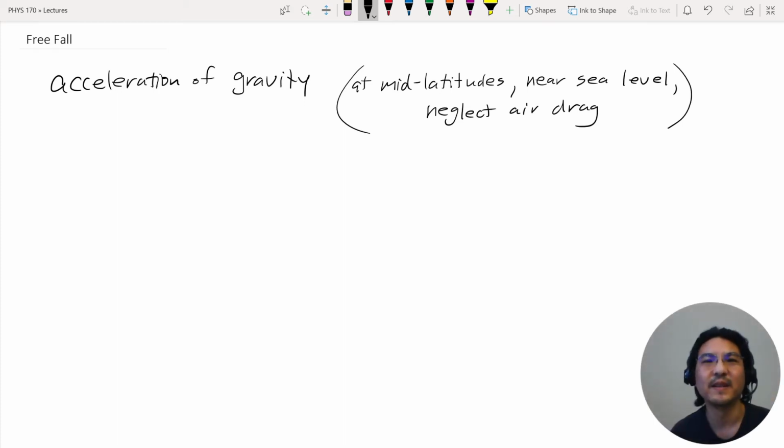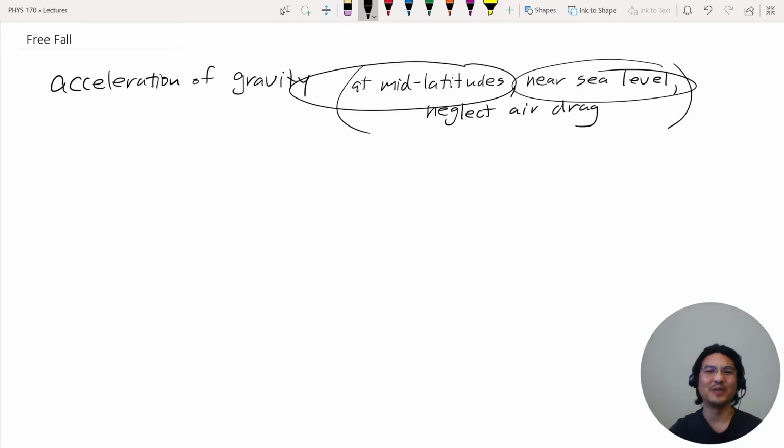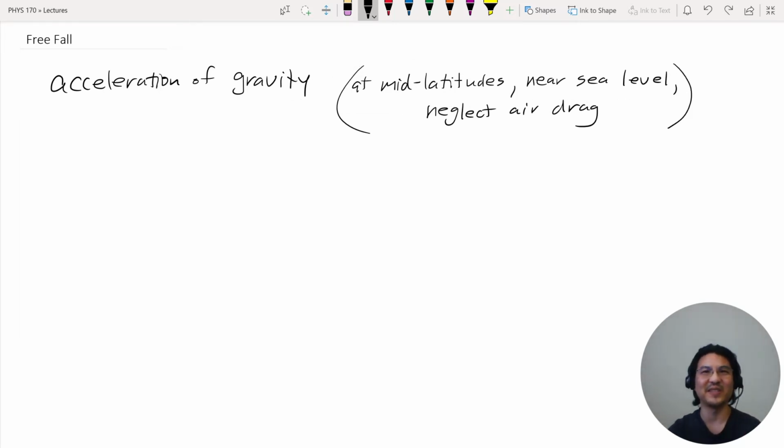Hey everybody. Okay, so in kinematics, a common occurrence of constant acceleration is when an object is subject to the acceleration of gravity. So if it's in free fall, and we have to make some assumptions, like you're at mid-latitudes, near sea level, and we have to ignore things like air resistance. Then in that case, we can say the acceleration due to gravity is constant. And it's constant vertically down toward, let's also assume that the Earth is flat.